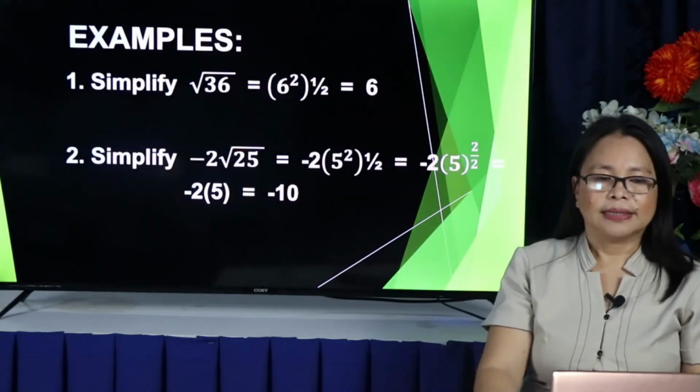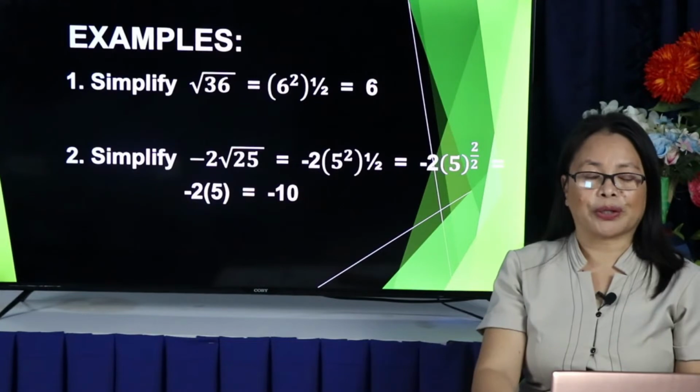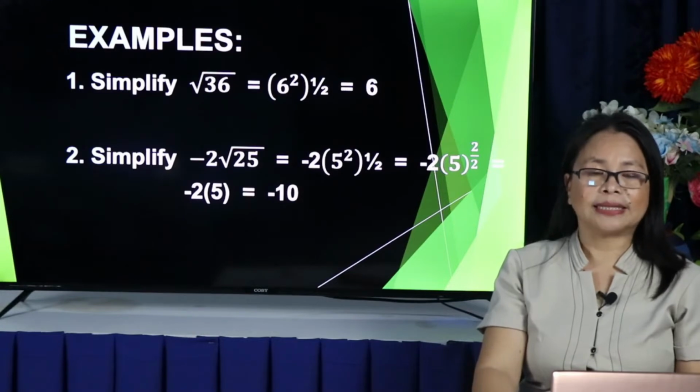Number 1. Simplify square root of 36. Rewrite the expression to rational exponent, which is quantity 6 squared raised to the power of 1/2, and that is equal to 6.